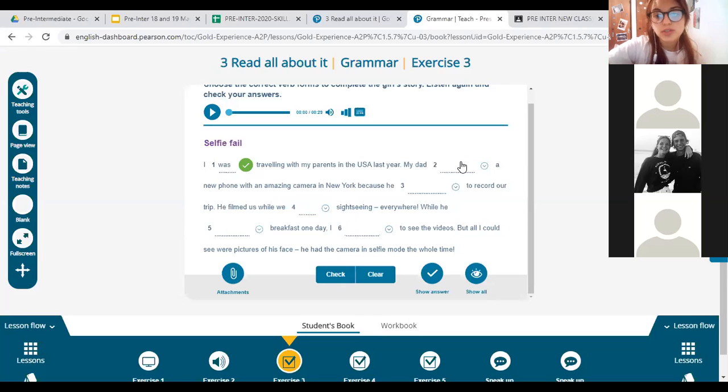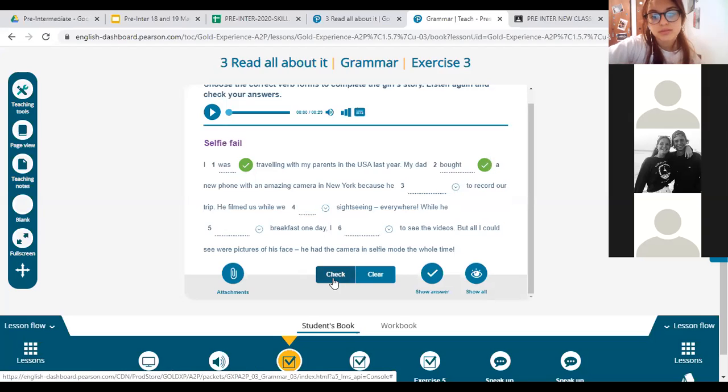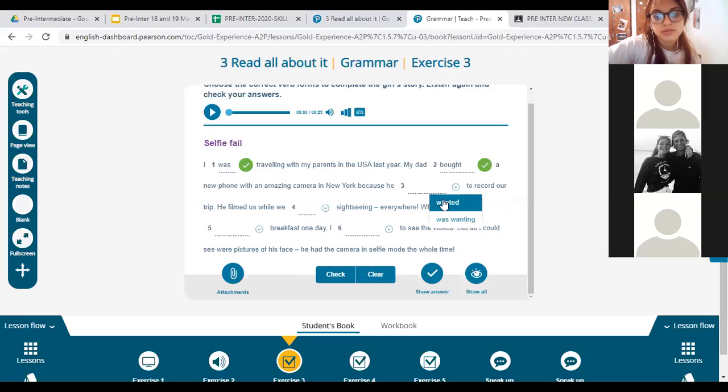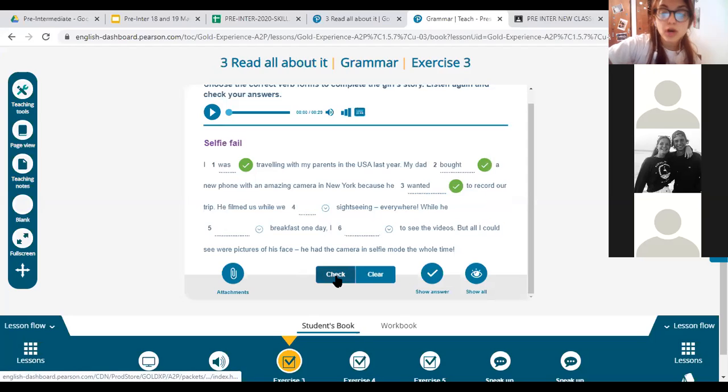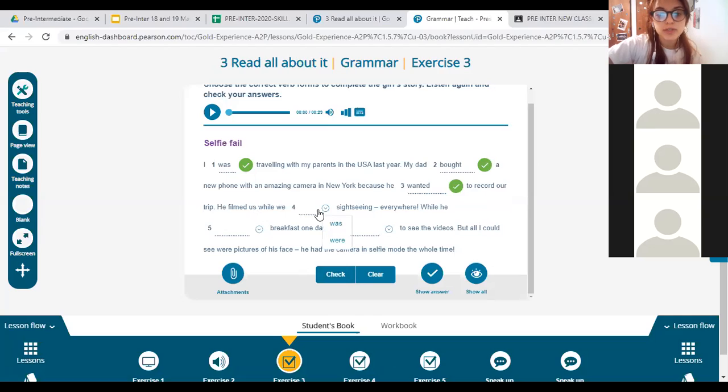Gines, can you do number 2? Yes. My dad bought a new phone with an amazing camera in New York because he wanted to record our trip. Good. He bought a phone because he wanted to record the trip. Very good.